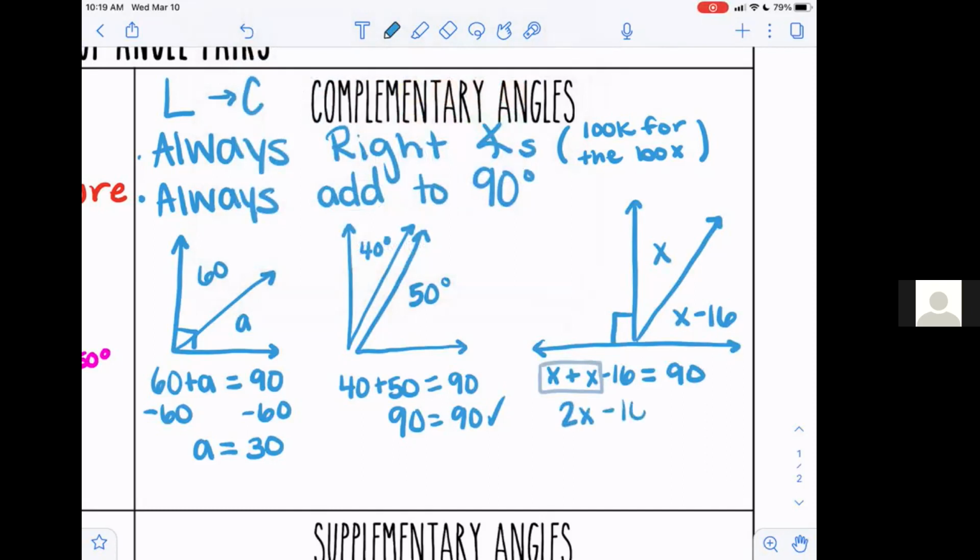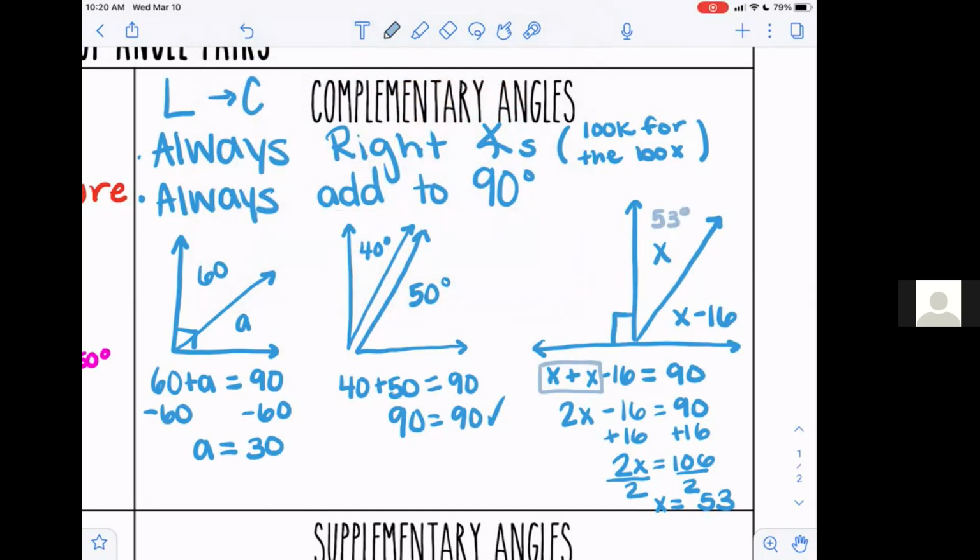Those together make 2 apples, or in this case, 2 X's. We bring down our 16 and our 90. To get the 2X by itself, I'm going to add 16 to both sides, and I get 2X is equal to 106. Last thing I'm going to do is divide by 2, and I get X is equal to 53. Very last thing I need to do to check my work, I know that this angle measure is 53 degrees because the X was by itself.